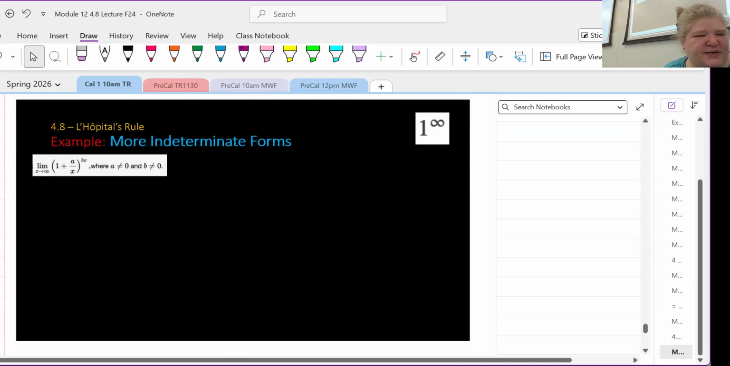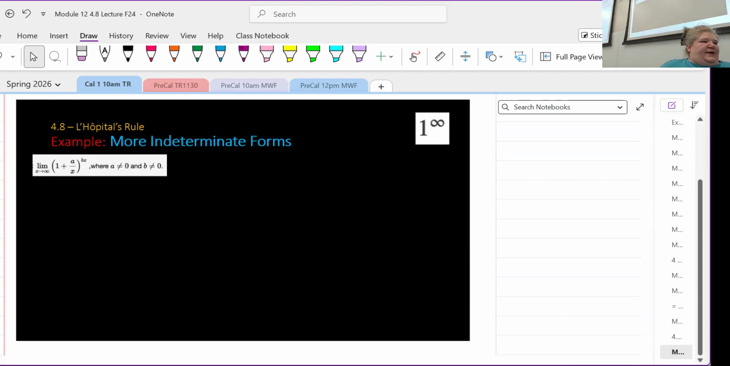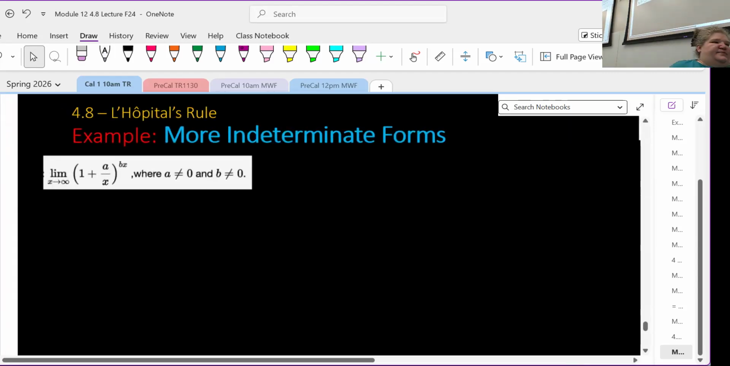All right. Here is our last crazy example. Now, so A and B are constants. So we're just going to treat them as numbers, like 2 and 7. So my X here shows up in 2 different spots. But I'm looking at the limit as X approaches infinity.